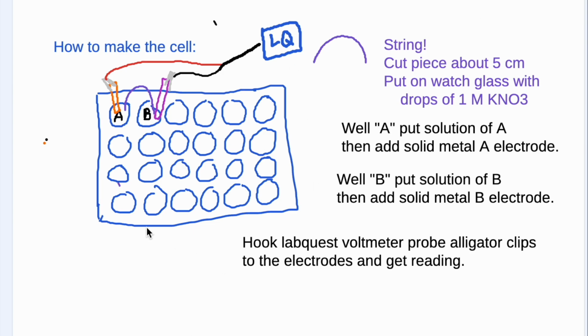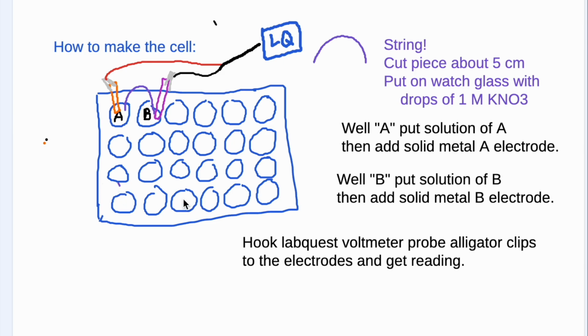And then you just repeat that for different combinations. Maybe now that you've compared metals A and B, you want to compare metal A and C, or maybe B and C, whatever you want to do there. And so that's the plan that you're going to try to make up before you come to lab. Make a list of the different pairs that you're going to try out. And then this is how you set up and get those readings.